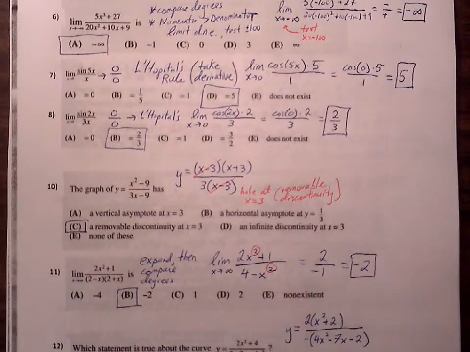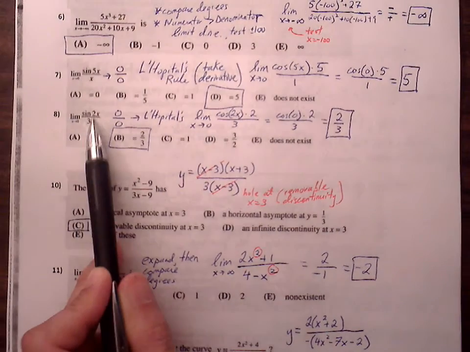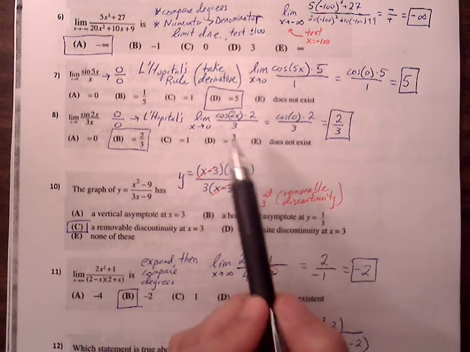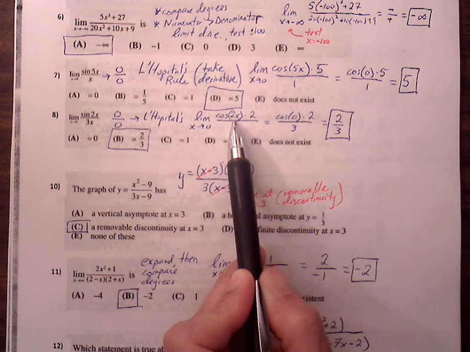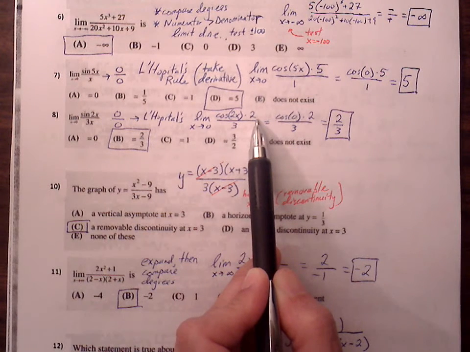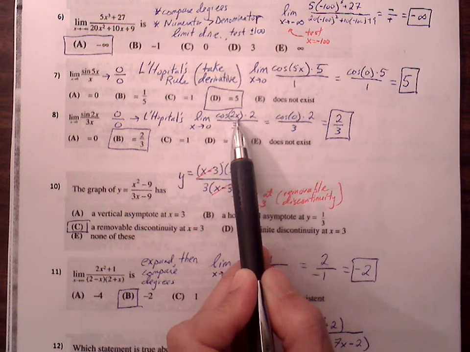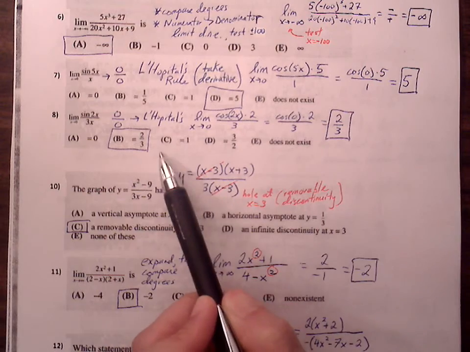For number 8, much the same thing here. We're going to plug 0 into our expression. We get 0 over 0. We're going to again rely on L'Hopital's rule. Take the derivative of the numerator. Sine of 2x becomes cosine of 2x times 2. Chain rule there. Denominator, 3x becomes 3. Reevaluate the limit. Cosine of 0 is 1. 1 times 2 is 2. 2 over 3 is 2/3.